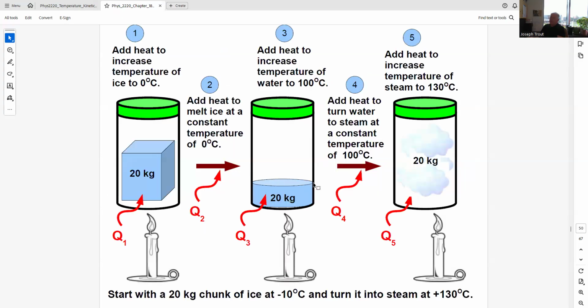So let's do this experiment. We're going to take ice. Here's a chunk of 20 kilograms of ice, and let's say it starts at negative 10 degrees, and we want to turn it into steam at 130 degrees. So the first thing we have to do is heat the ice to 0 degrees. Then we'll keep heating the ice until it melts. So we'll turn the ice into water at 0 degrees. And then we'll heat the water to 100 degrees. And then we'll keep heating it. And once all the water has become steam, we can heat the steam to 130 degrees.